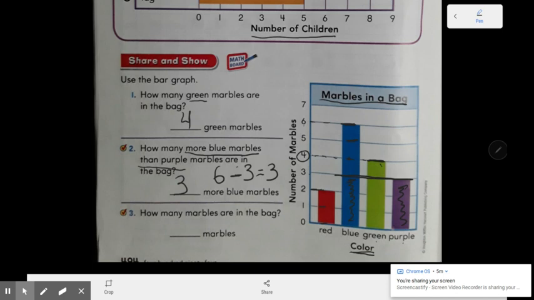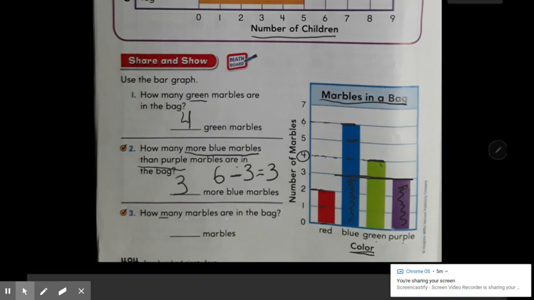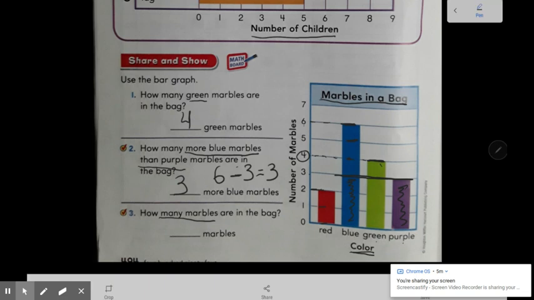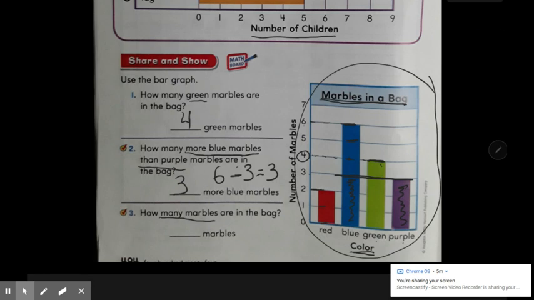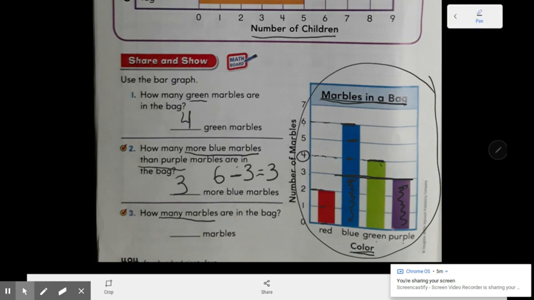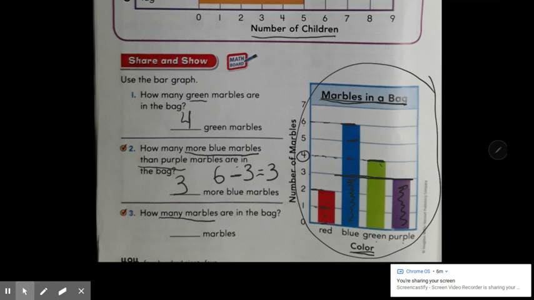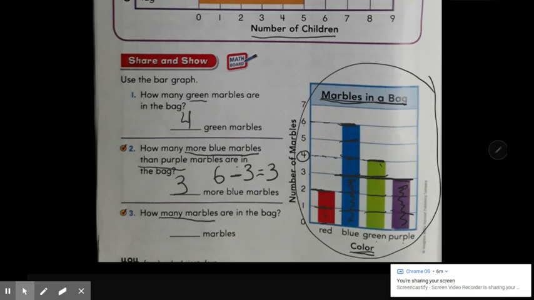Now the next question says, how many marbles are in the bag? They're asking you about how many marbles are in the bag. Well, the title says marbles in the bag. So all of these marbles, guess what? They're all inside the bag. So you can say, you go 1, 2, 3, 4, 5, 6, 7, 8, 9, 10, 11, 12, 13, 14, 15. You can count the lines and you can say 15.